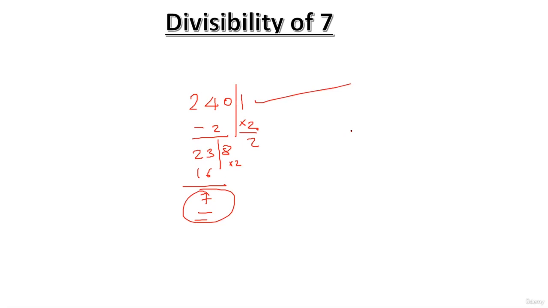So as I said, it's an iterative process. Better than this, you can just divide by 7. 7 times 343 is 2401 anyway. So I would recommend that for divisibility of 7, you can just divide by 7 and check if you don't remember this method.